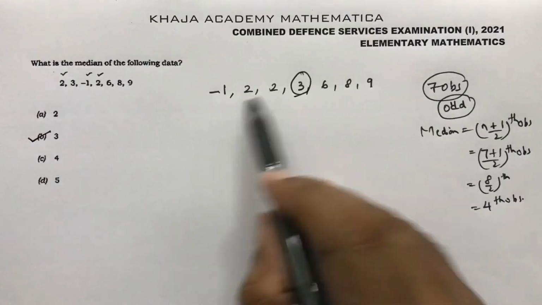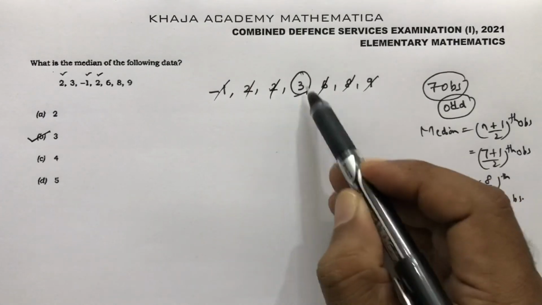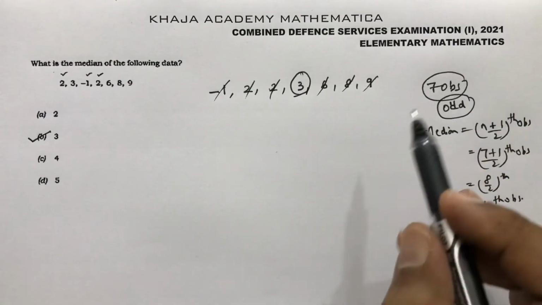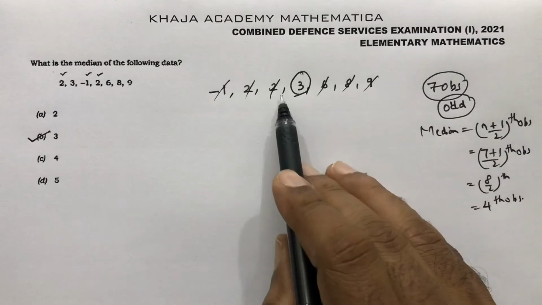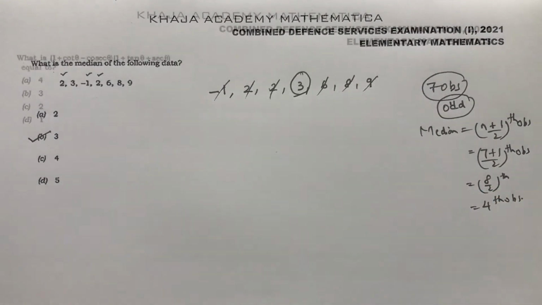Or otherwise, when you have an odd number of observations, you can cut like this. The one which is left in the middle is the median. If it is even observations, we'll get 2 observations in the middle. Then at that time we need to find the average of those 2 observations.